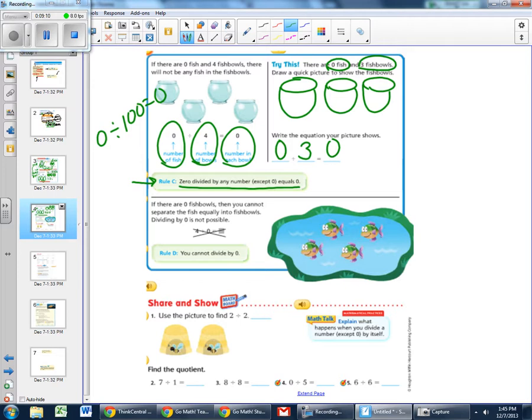And now, remember on the previous page it said you could divide except with 0, so here's the explanation for that. If there are 0 fish bowls, then you cannot separate the fish equally into fish bowls. Dividing by 0 is not possible. So you should never see a problem like this: 4 divided by 0. You cannot do that. You cannot divide by 0. So remember that as you're writing your fact families, especially your related facts. You cannot have a divisor of 0. Your dividend can be 0, but not your divisor.